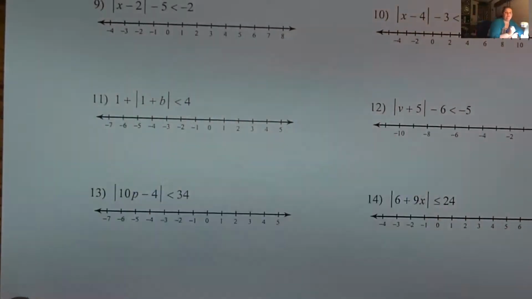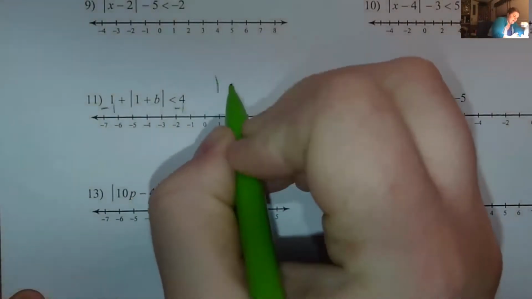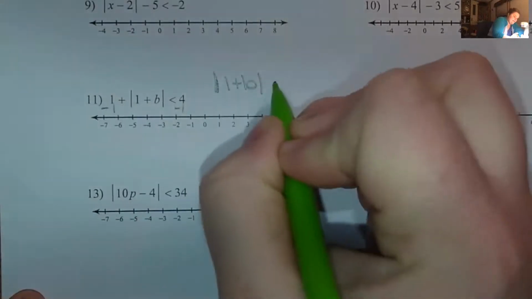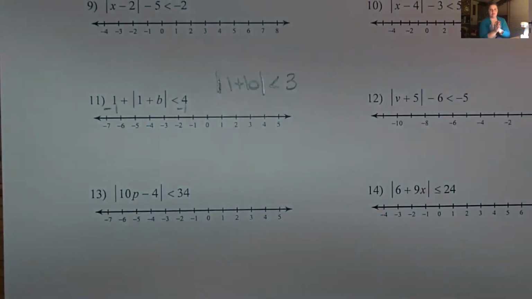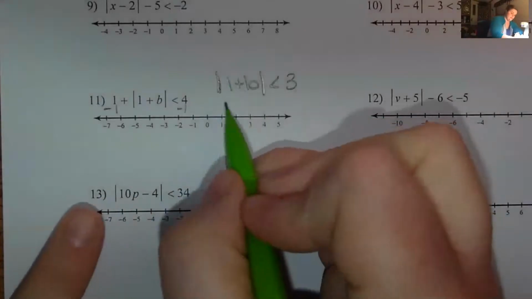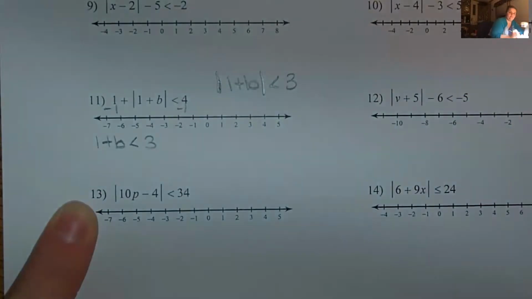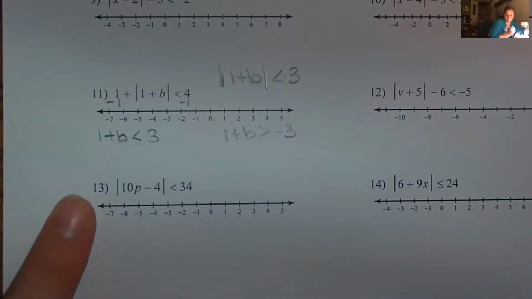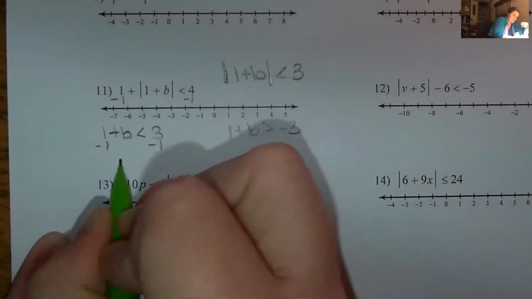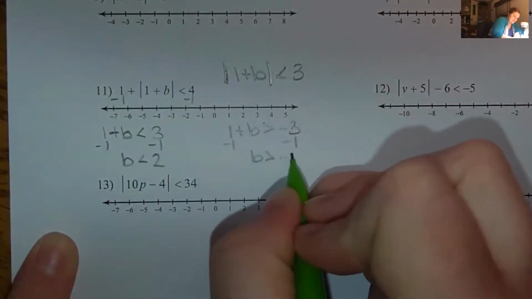Okay, let's try another one. Let's try 11. Is that absolute value by itself? No. So I need to take care of that 1, subtract that 1 over. So I have absolute value of 1 plus b is less than, what's 4 minus 1? 3. Now the absolute value is by itself. Now you set up your two problems. Junk in parentheses, the 1 plus b, same sign, 3. 1 plus b, opposite sign, -3. Subtract the 1. b is less than 2. Subtract the 1. b is greater than -4.